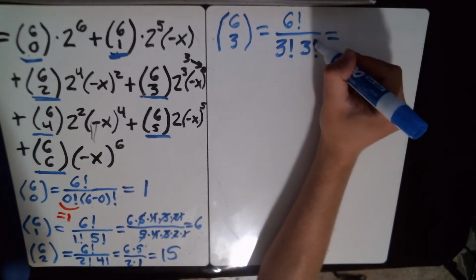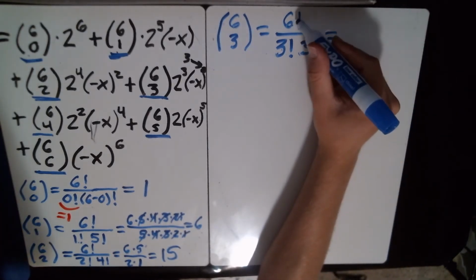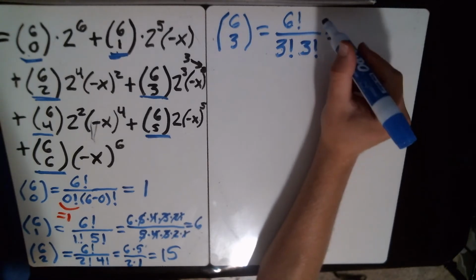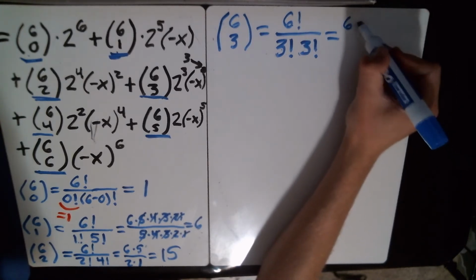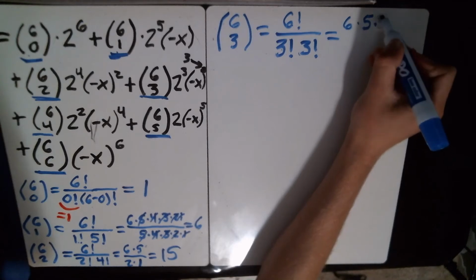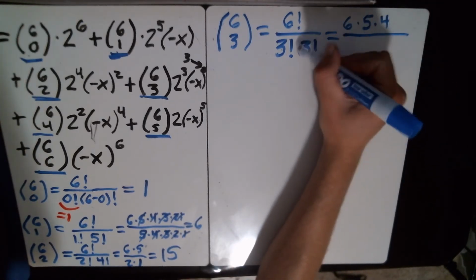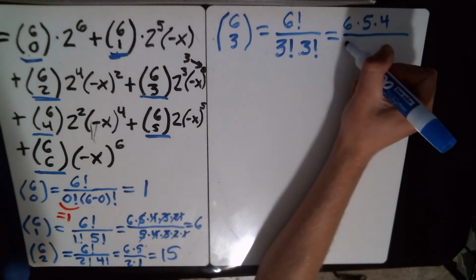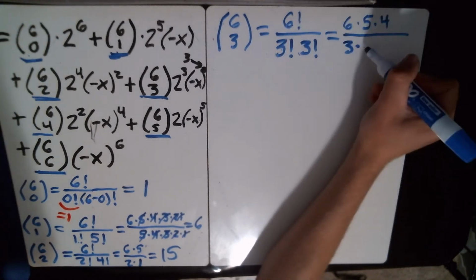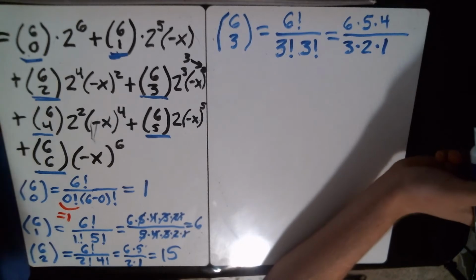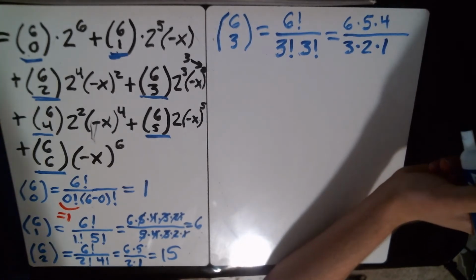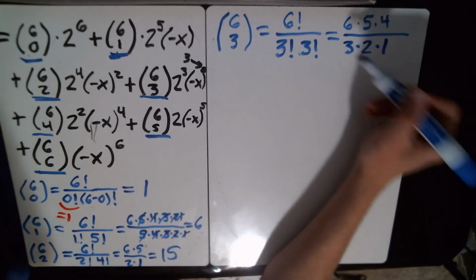So notice this 3 factorial can cancel out with the 3 and the 2 and the 1 up here. So we just get 6 times 5 times 4. Everything below the 3 will cancel out with this one, and we're still left with a 3 factorial down there because there's 2 of them. And then we can maybe cancel some stuff out.